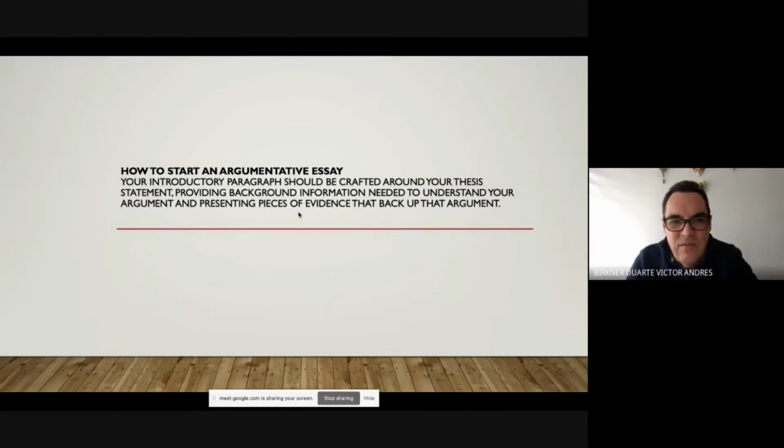When you write your first paragraph, you have to provide something which is very important. Provide background information that is needed to understand your argument, and also present pieces of evidence that back up your argument. But remember that we just mention the evidence, we don't develop it in detail. We're going to leave that evidence for the upcoming paragraphs.